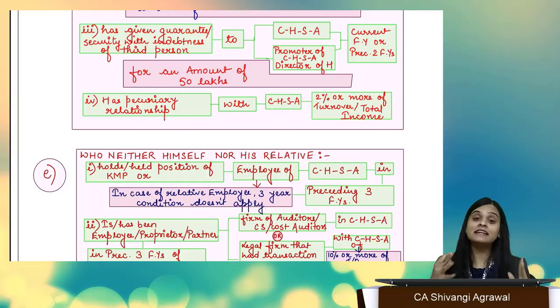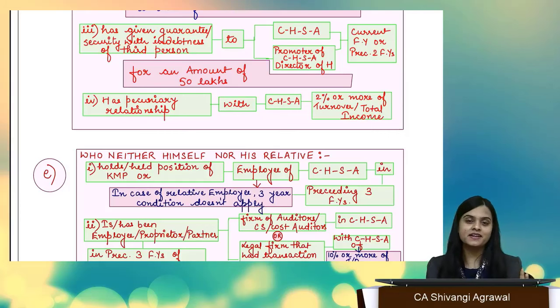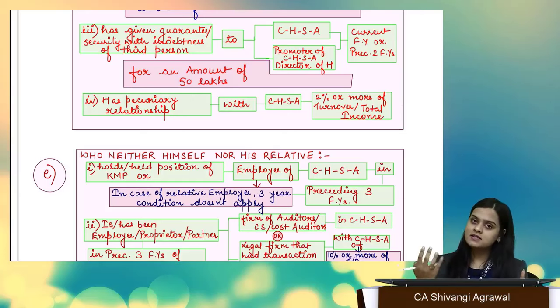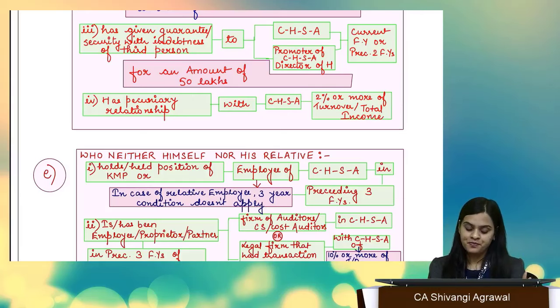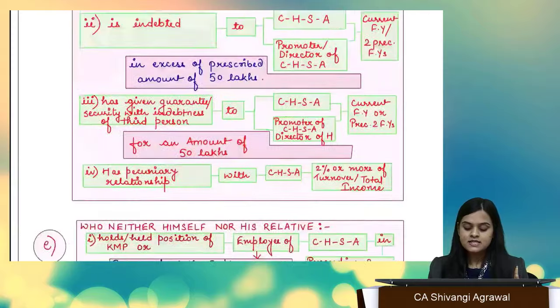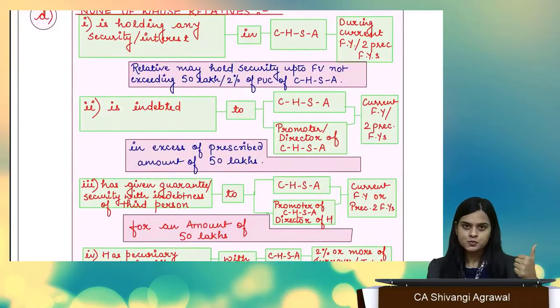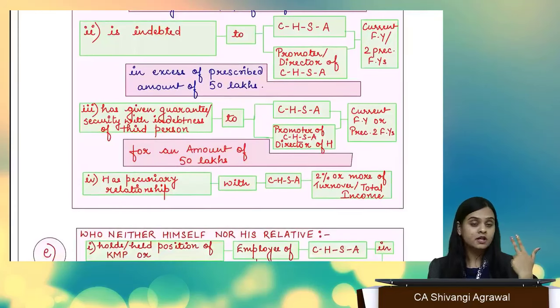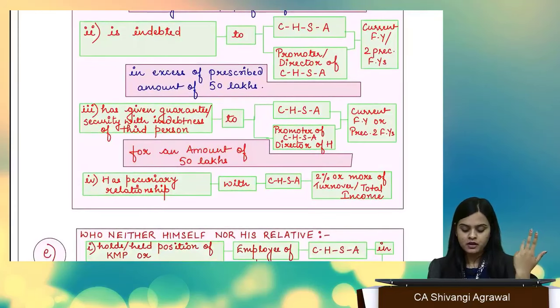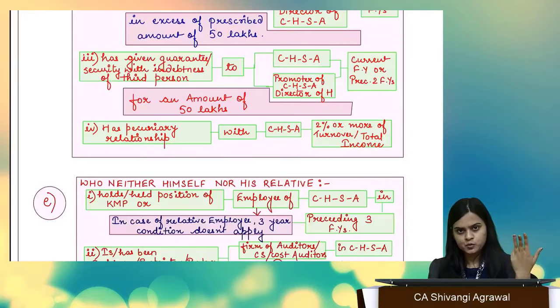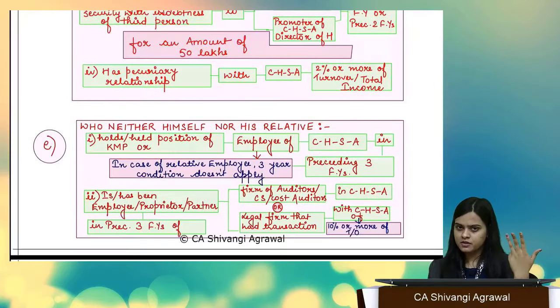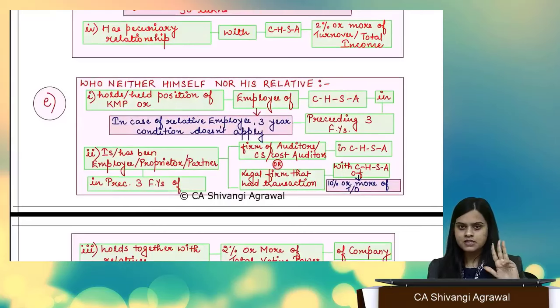We have done a detailed discussion on all these points. So now I think you are in a situation that you can quickly recall this, and this is learnt by you. So clause D was for relatives, 4 points: not holding security, 50 lakh, 2% of paid up capital; not indebted in excess of 50 lakhs; not guarantee for 50 lakhs or more; no pecuniary relationship of 2% or more of turnover or total income. So these are the 4 points for relative.